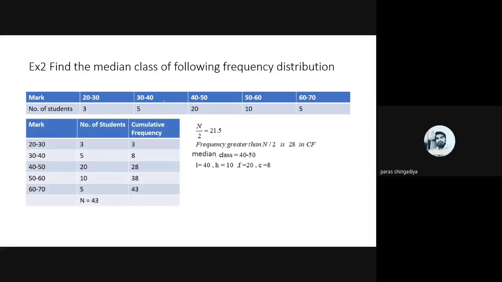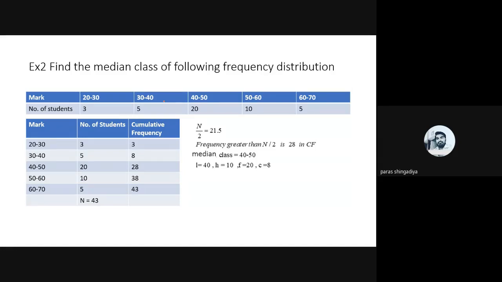Second one, it is a similar example. Again, we have continuous class frequencies: 20 to 30, 30 to 40, 40 to 50, and then 50 to 60, and 60 to 70. Okay, similar one, just the data are changed, but we can solve it easily also.